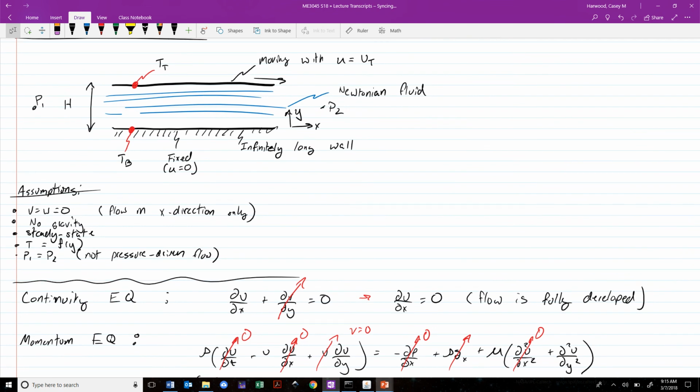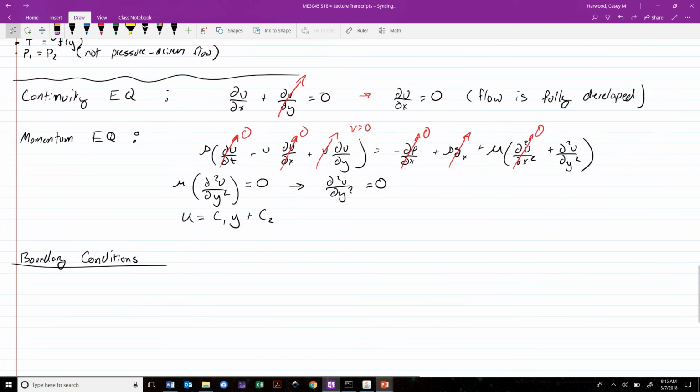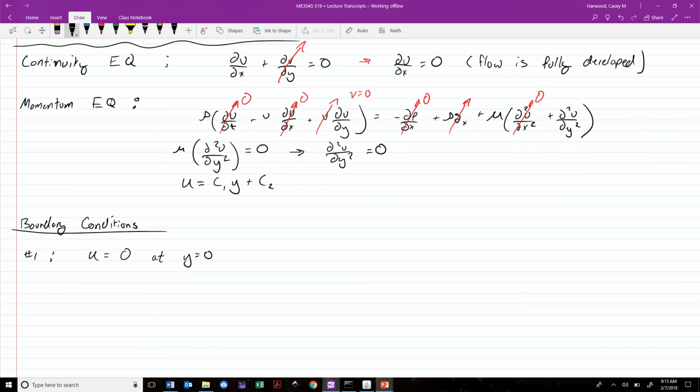At the bottom, we've got that u is equal to 0, and at the top, we've got that u is equal to something, u sub t, which is non-zero. So number one, let's say u equals 0 at y equals 0. What this is going to turn into then is if we plug in a 0 for y, this just turns into C2 is equal to 0.